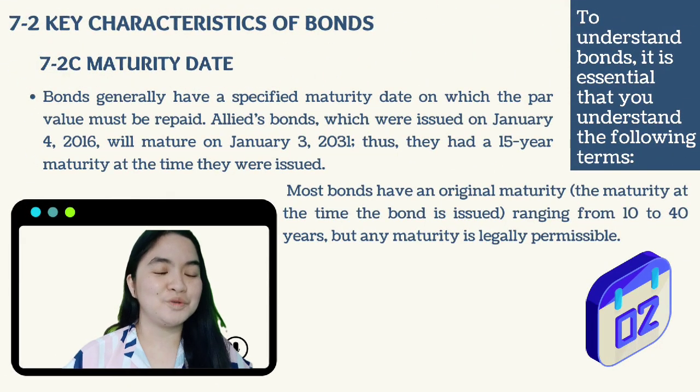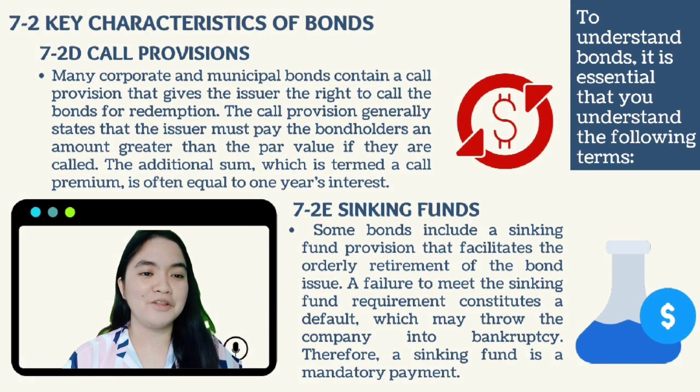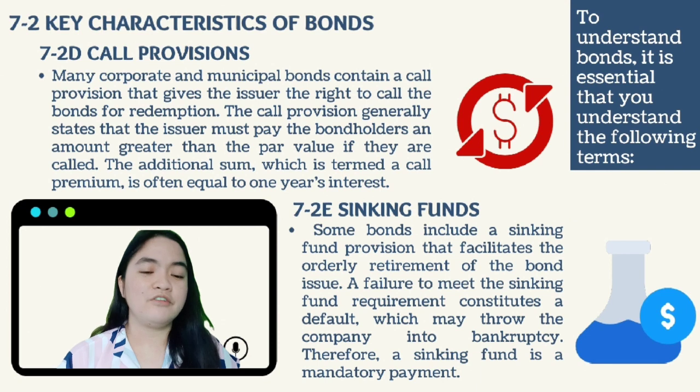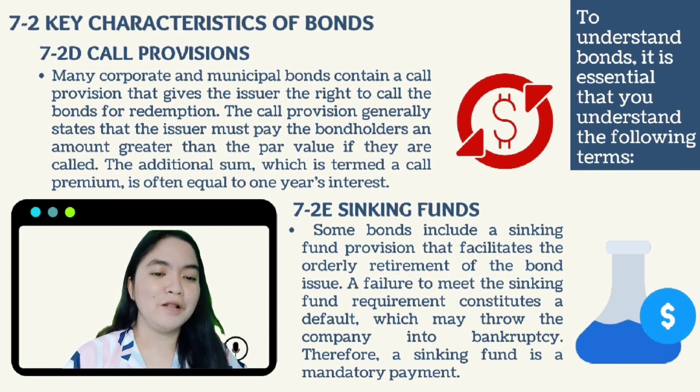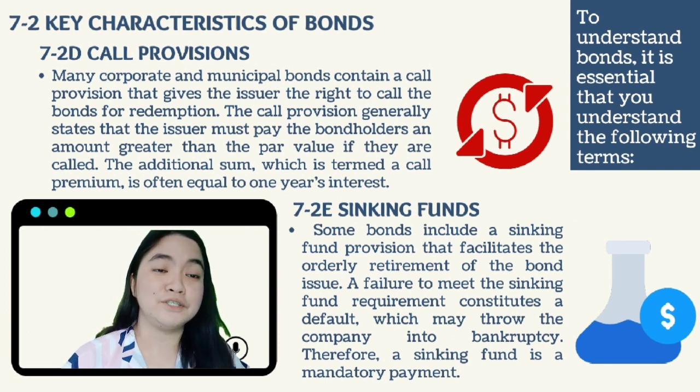The third term is the maturity date. Bonds generally have a specified maturity date on which the par value must be repaid. Allied bonds, which were issued on January 4, 2016, will mature on January 3, 2031. Thus, they had a 15-year maturity at the time they were issued. Most bonds have an original maturity ranging from 10 to 40 years, but any maturity is legally permissible. Maturity date is the date on which the final payment is due on a loan or other financial instrument such as bonds or term deposits, at which point the principal is due to be paid.